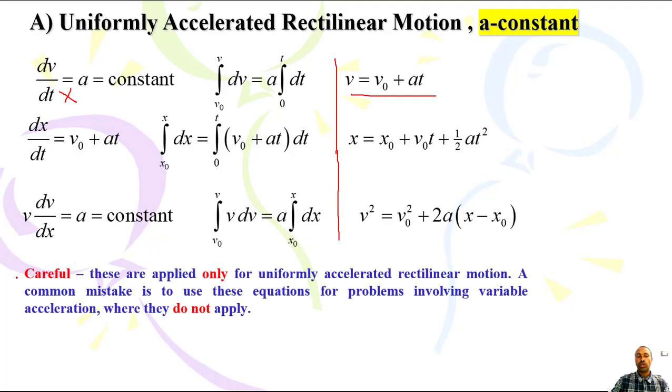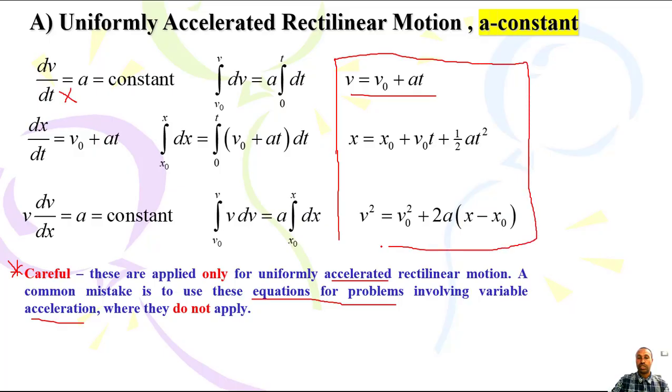Careful attention must be given to these equations. These are applied only for uniformly accelerated rectilinear motion in a straight path. A common mistake is to use these equations for problems involving variable acceleration, where they do not apply. So if you have variable acceleration, you cannot apply these equations. These equations are applied only for uniformly accelerated linear motion.